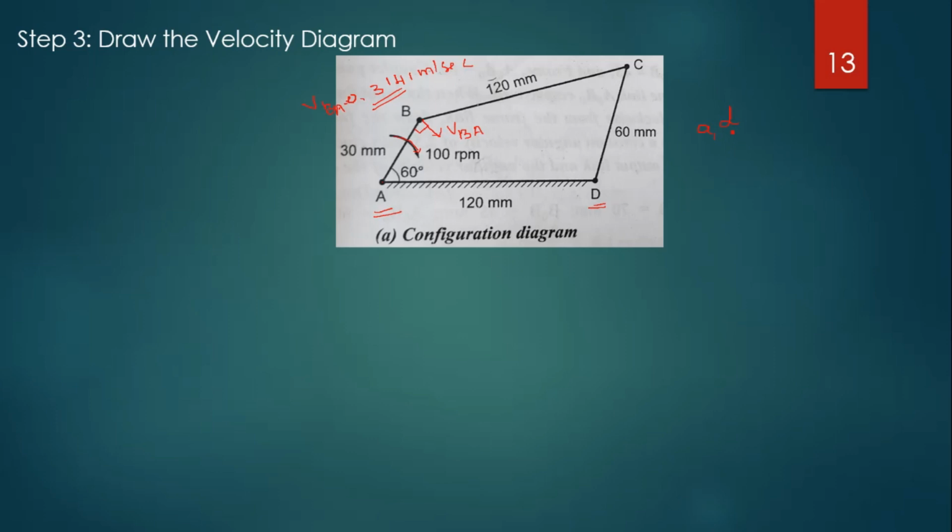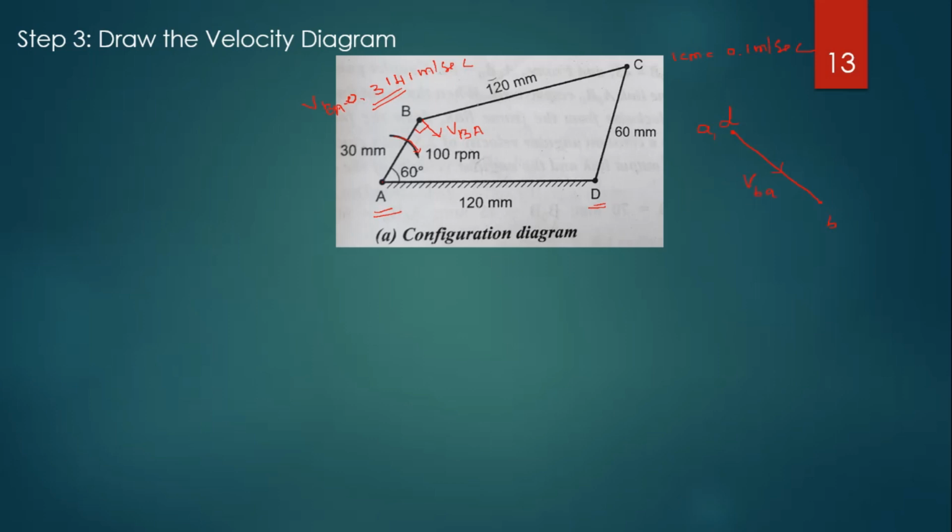So take a suitable scale, right? 1 centimeter is equal to 0.1 meter per second, for example. So for this 0.3, which means 3 centimeters, we have to draw a line perpendicular to the link AB, right? So for 3 centimeters we draw the line. This point is B, right? So this is the direction of the velocity of B with respect to A, right?